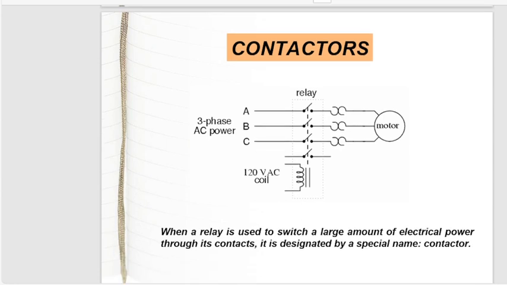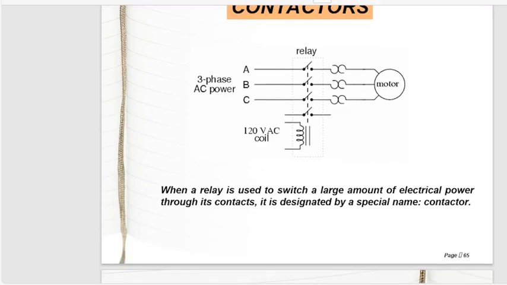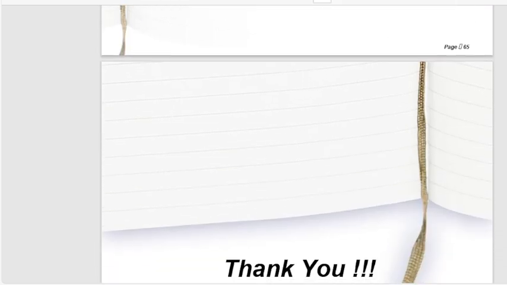Here we have contactors and three-phase AC power. Here we have the 120 volt AC coil, and here we have the motor. The relay is controlled using this 120 volt AC coil, and allows the three-phase AC power to turn on and off. When a relay is used to switch a large amount of electrical power through its contacts, it is designated by a special name, contactor.